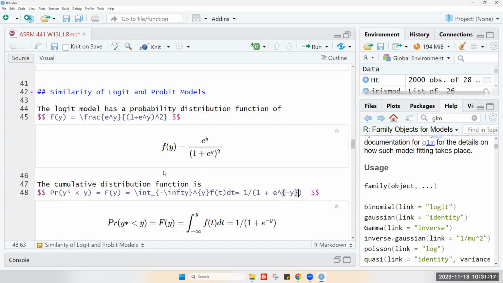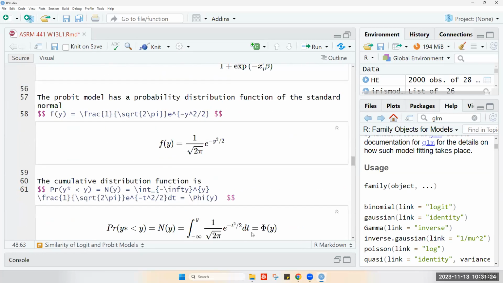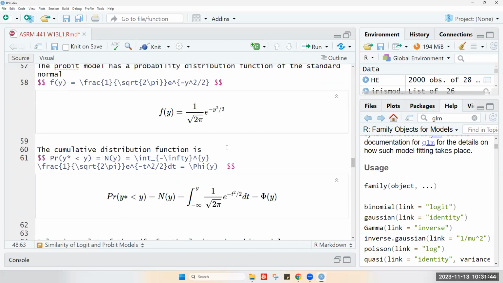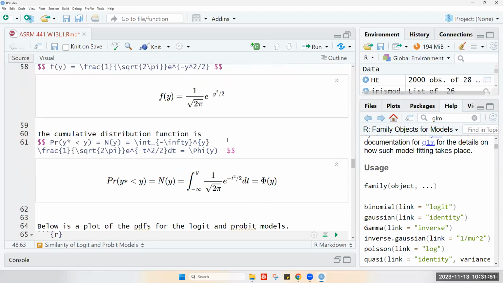The nice thing about the logit distribution is that you can actually integrate this and get a nice value like this. While for the normal distribution, that is not a nice function. Instead, the cumulative distribution function for the normal distribution is noted either as N of y or phi of y. And it is the integral from negative infinity to y of the PDF. So this represents the probability of being up to a point y in a standard normal distribution.